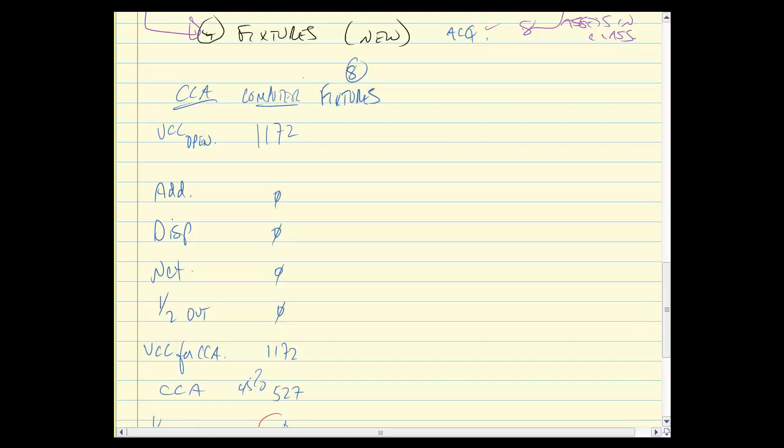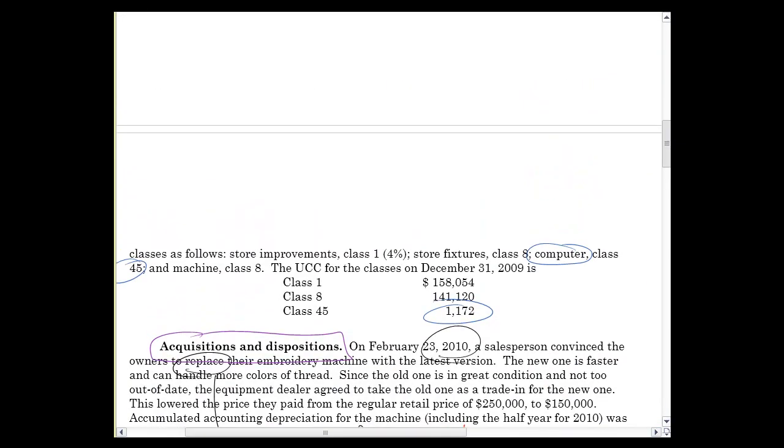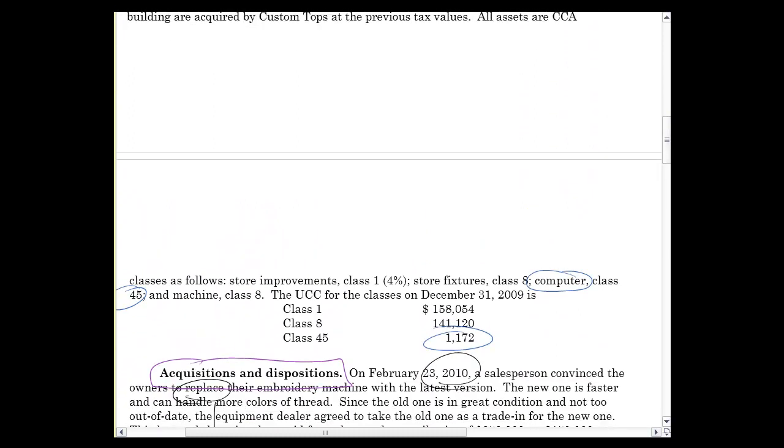So this is class 8. And they kind of gum up class 8 in this question. So let's just make sure we understand this. So class 8, they have told us that they are putting the store fixtures in class 8. That makes sense. They have also put that old machine in class 8. Class 8 is sort of the catch-all, but one would not expect a machine to be in class 8. But anyway, that's where it is.